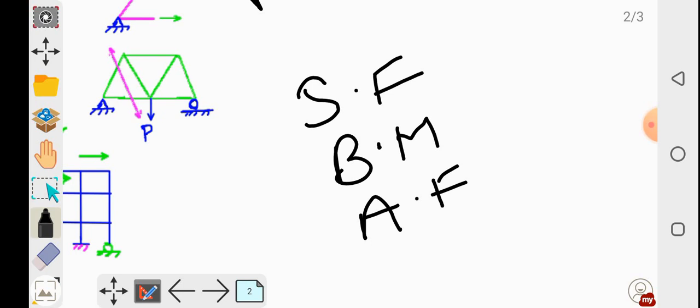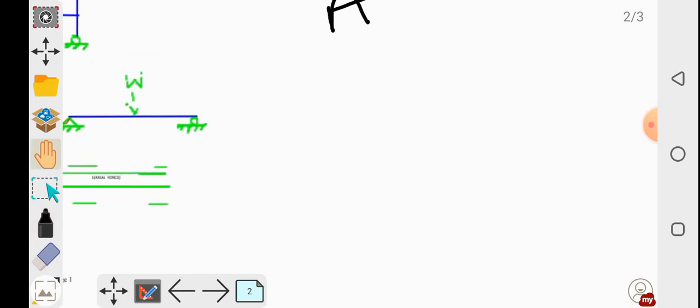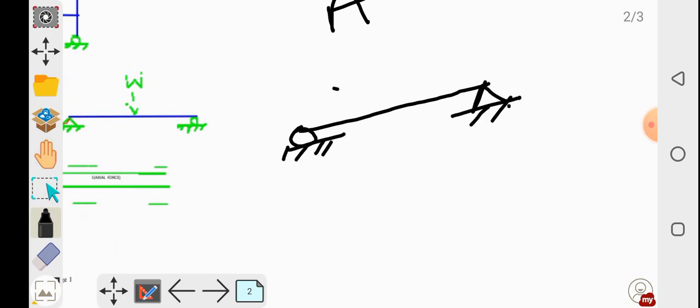Now how are the reactions generated in the structural element? Let's take a simple example of a simply supported beam like this, with some arbitrary load W which is inclined. This inclined load has two components, one in the horizontal direction, one in the vertical direction.